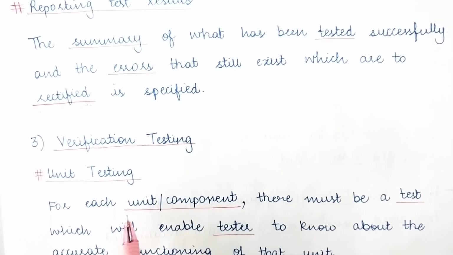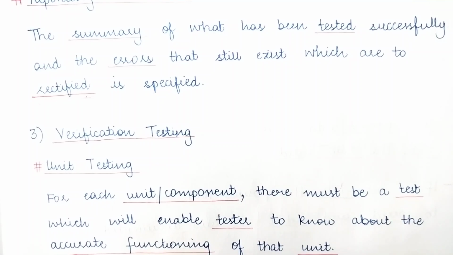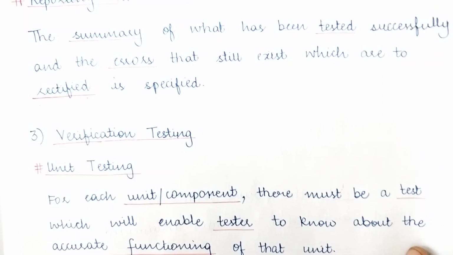So, in unit testing, for each unit or component or module, there must be a test which will enable the tester to know about the accurate functioning of that unit. Individually a test is performed on each module or component, and with the help of that test, the tester will know if that particular module is accurately functioning or not.